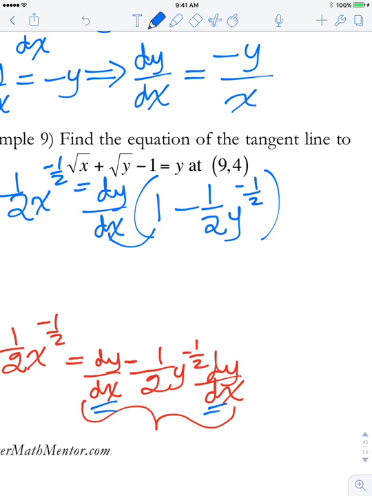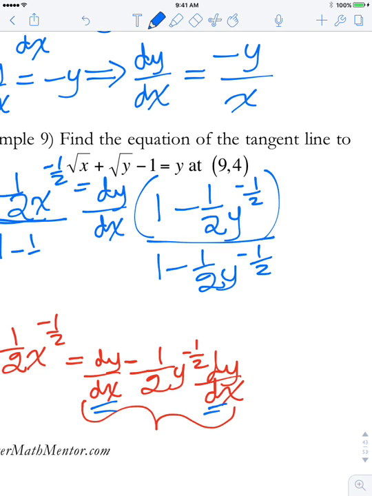All right, and it's pretty easy what to do now, right? Just divide both sides by this expression. So I'm going to divide both sides by 1 minus 1/2 y to the negative 1/2. I'm going to do the same thing over here: 1 minus 1/2 y to the negative 1/2.